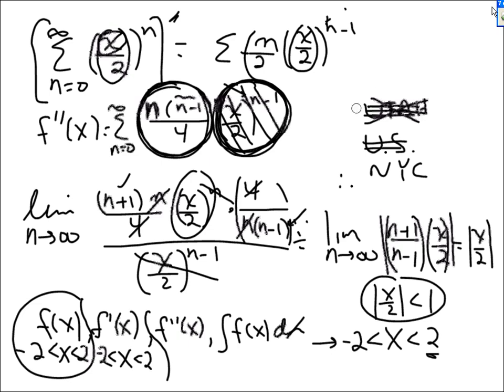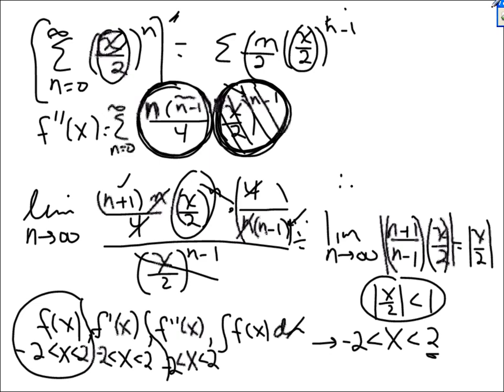When x is 2, the terms are going to infinity. They're not going to 0. Therefore, it must diverge. And once again, the answer was x is in between negative 2 and 2, not including the endpoints. Let us go to the integral.